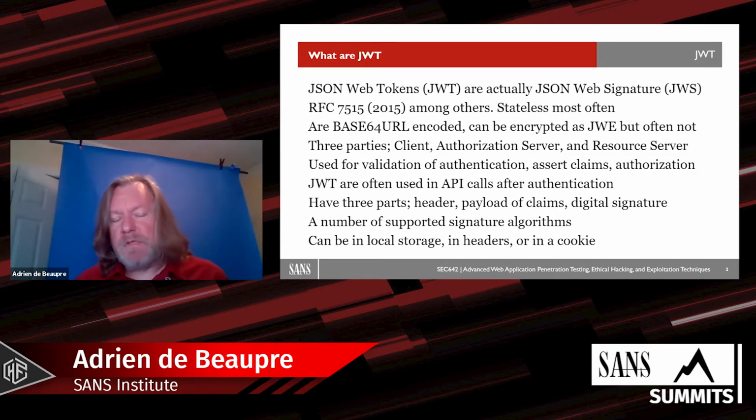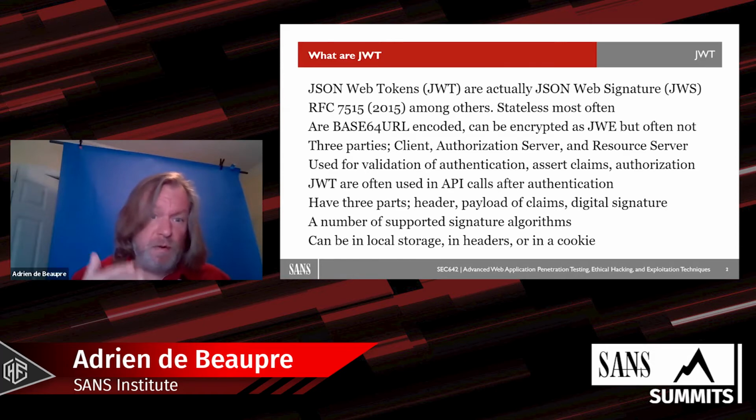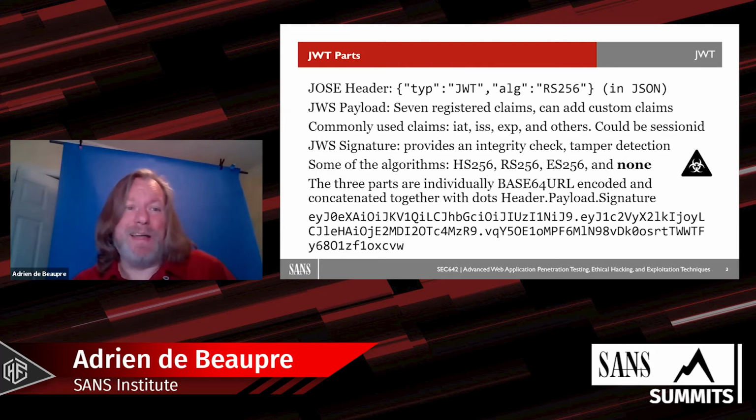Now, there are a number of different supported signature algorithms, and we'll talk about them fairly shortly. Often you'll see them in a header. And again, you authenticate, you get your JWT, and then you can use it to assert your authentication and have access control performed by the application on your behalf. Usually stateless, meaning that you have to present your JWT every time.